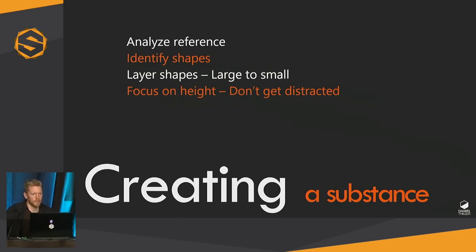And I can't stress this enough, just focus on height. Don't start mixing in albedo or different colors, because it takes away from your height information. And if your height is incorrect, essentially all you build in Substance is height. So if your height is inaccurate, it means your normal won't work or your AO will look all weird.